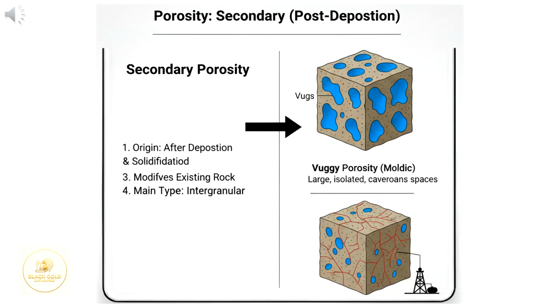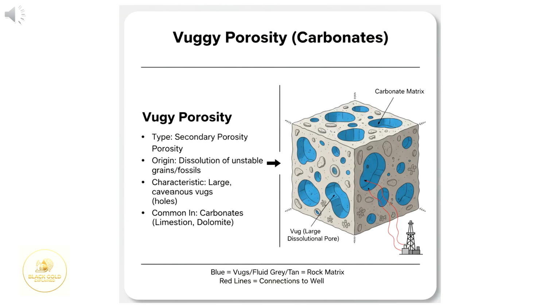Secondary porosity develops after the rock has been deposited and solidified. The main types are vuggy or moldic and fracture porosity. Vuggy porosity consists of large holes, or vugs, created by the dissolution of unstable components, often seen in carbonates like limestone.